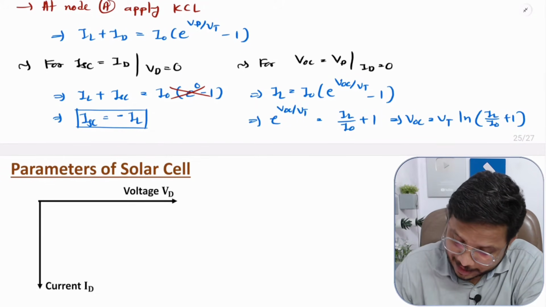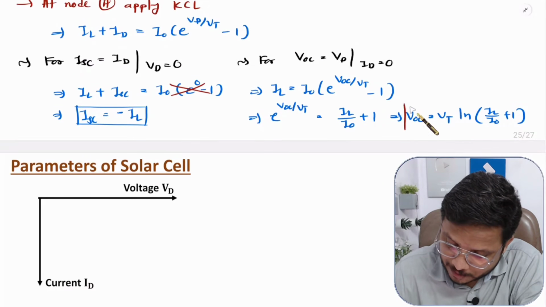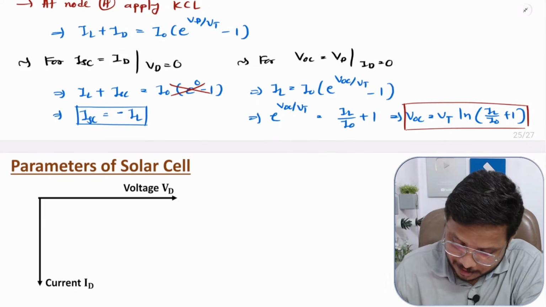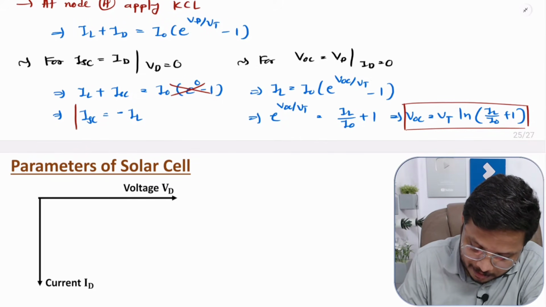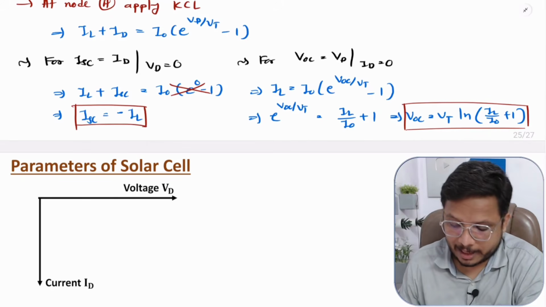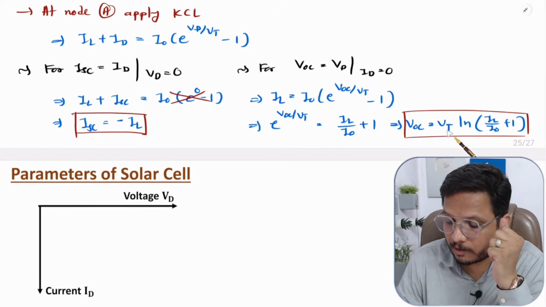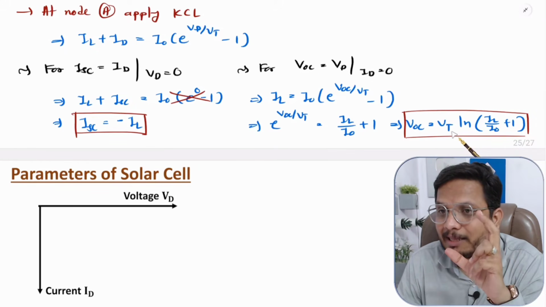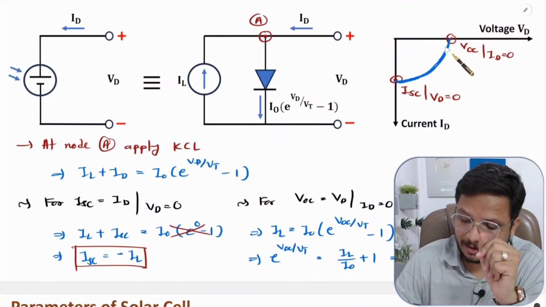So that is how we can have these two equations, and these are very essential equations for solving questions. You should know this, right? So let me keep it in a box. The reason is we'll be using it. So ISC is the current due to light and VOC is VT into ln of IL by I naught plus 1, right? That is how we can derive this.